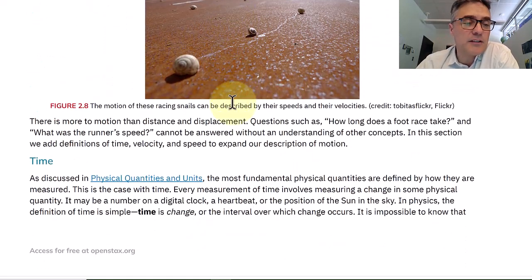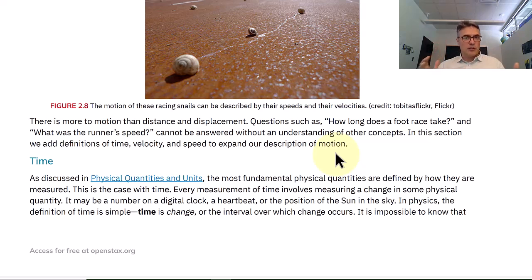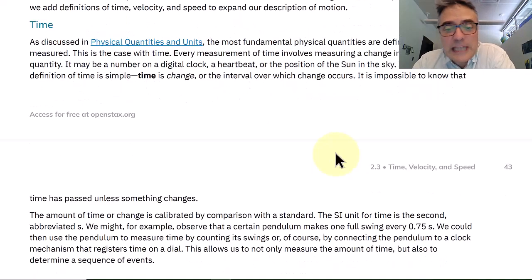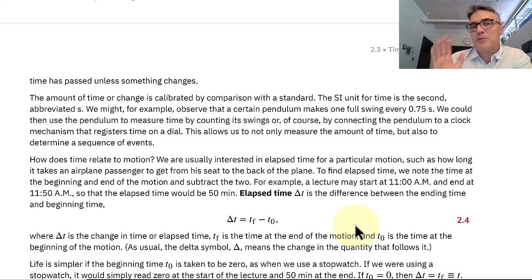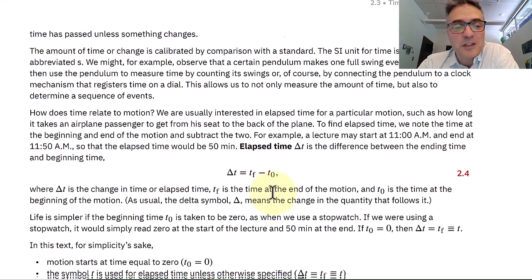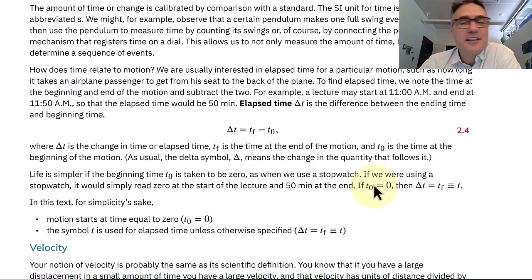Section 2.3 is called time, velocity, and speed. Basic idea, time is a scalar quantity which increases with time. It's just the reading on, for example, a watch or a stopwatch, and we measure it in seconds. So an elapsed time is the difference between the final time and the initial time. If a lecture starts at 11:10 a.m., like my lectures do, and ends at noon, then the elapsed time is 50 minutes. That's your delta t there.